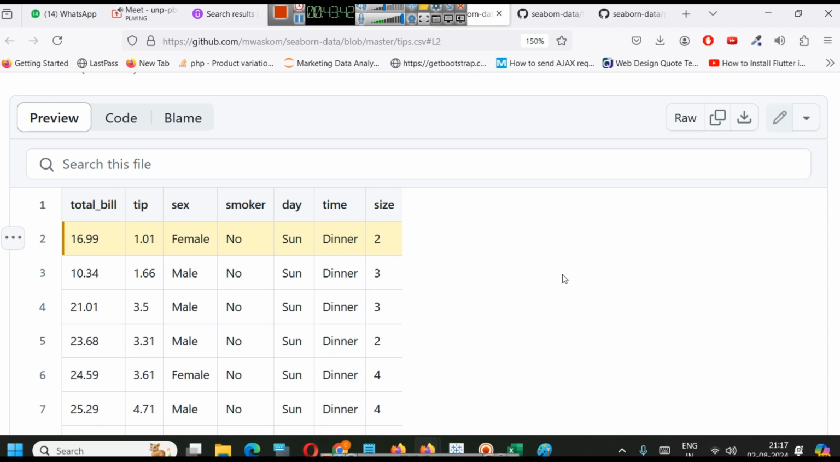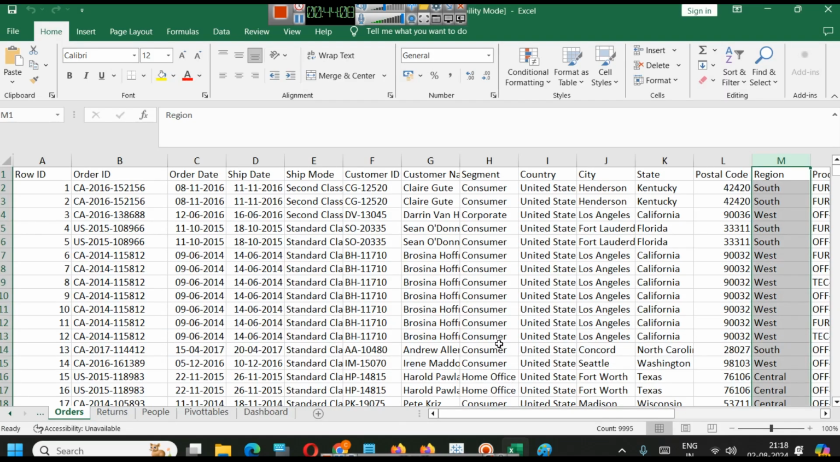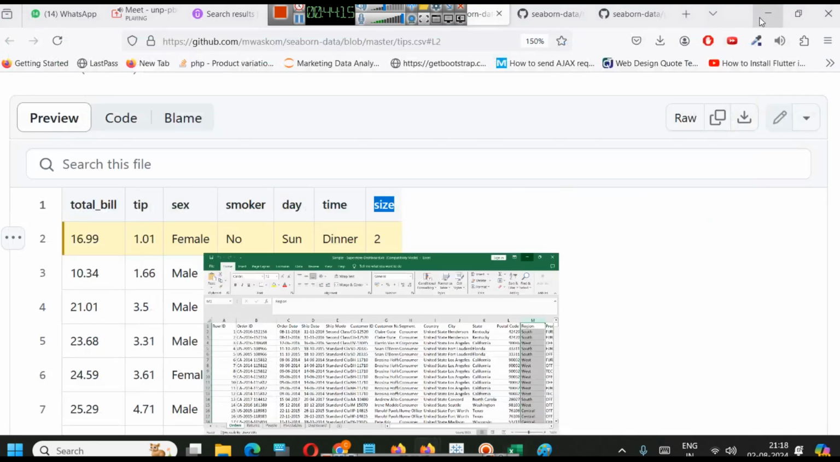So whenever you get data, it will always be like this. Here total bill is continuous, tip is continuous, size is a discrete value, and all these variables, sex, smoker, time and day, are nominal variables. If you compare with this sales data, you will see a pattern. Although we are comparing two different things, there is a pattern. Now, what is the objective of this?